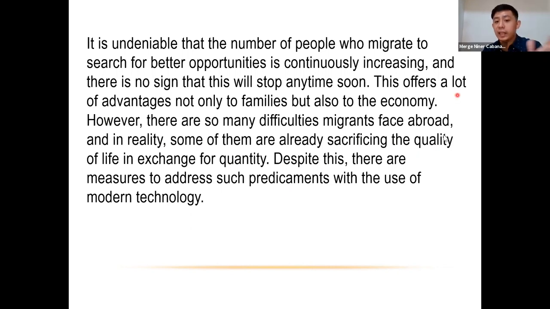Now, did I spoil what problems the migrants will encounter? I didn't. Did I spoil what the measures can be done? Well, I mentioned the method that will be used, which is modern technology, but I didn't specifically discuss how this use of modern technology can overcome the problem I am going to discuss later. So that's it. Avoid spoiling, avoid mentioning the specific ideas in the introduction because the purpose of introduction is to generalize the topic. Okay, so that's how you are going to make an introduction out of this.